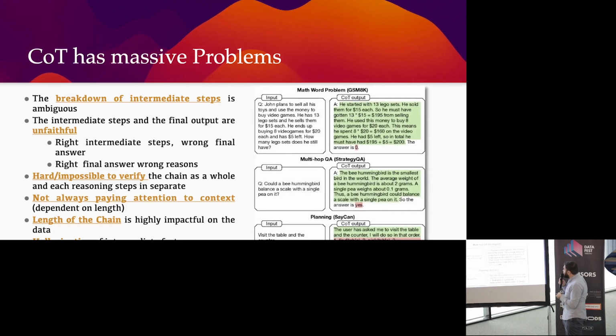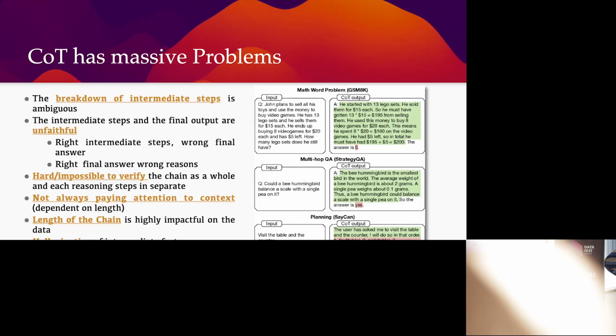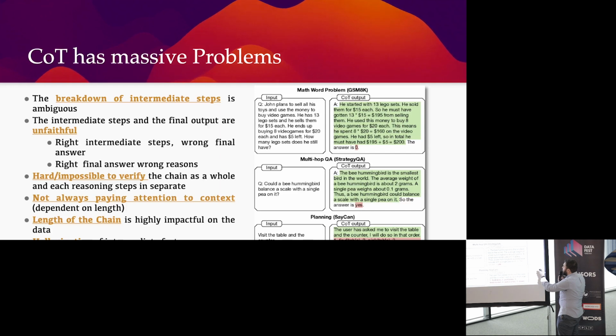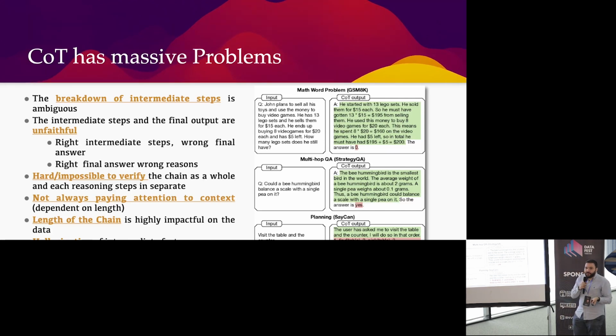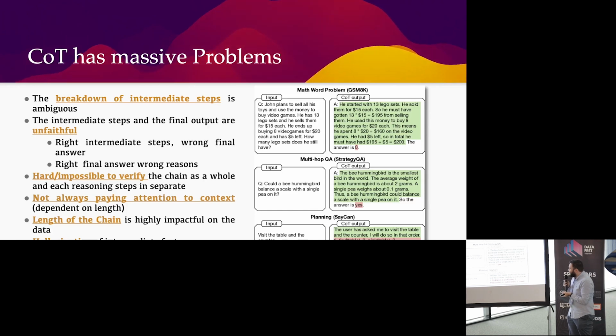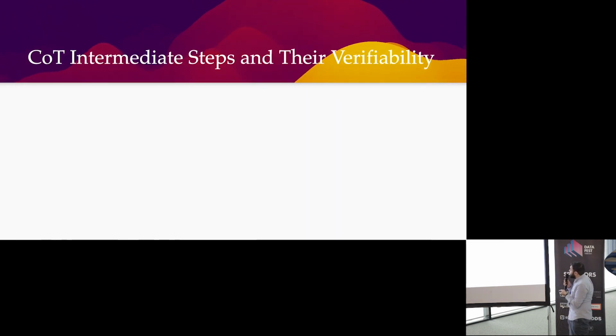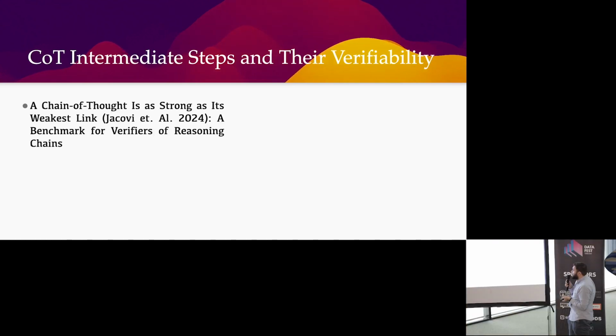So, we see one very clear example here. There's a very long question in the input, and the chain of thought output essentially lists a bunch of reasons. It comes to the answer of 200. However, in the very end, it says the answer is 0. Very unfaithful, very bad. And the thing is, we cannot automatically detect it, really. It's very hard. So, let's talk about verifiability a bit.